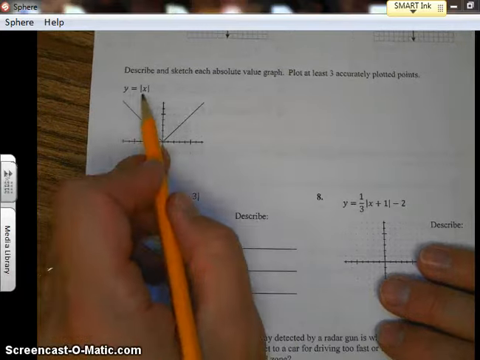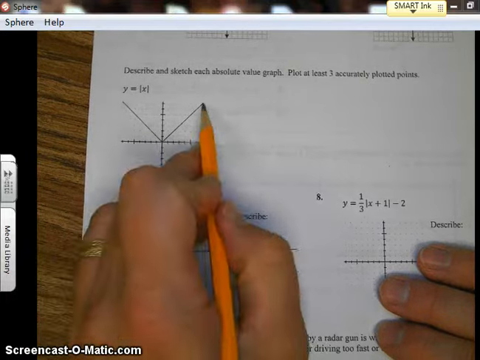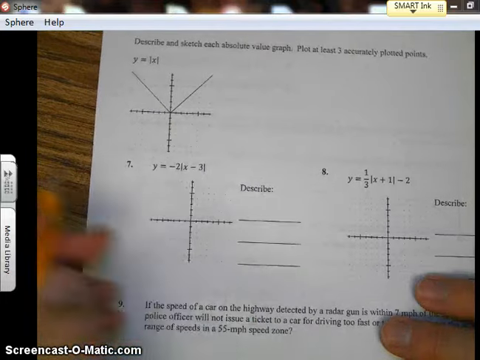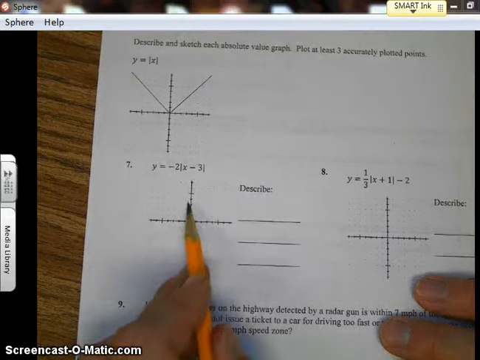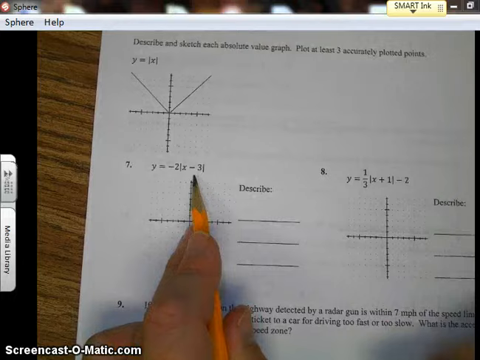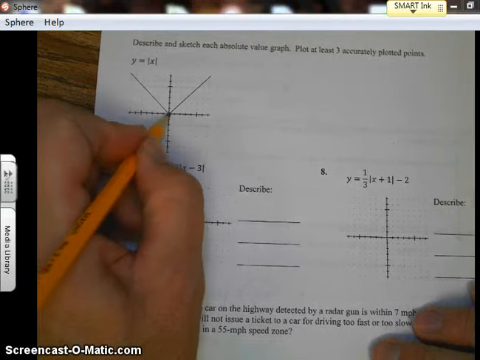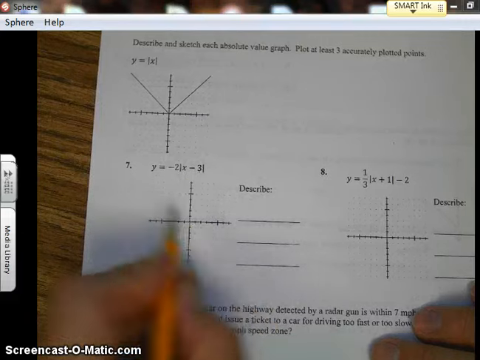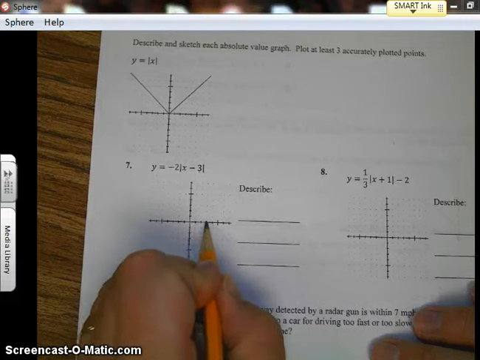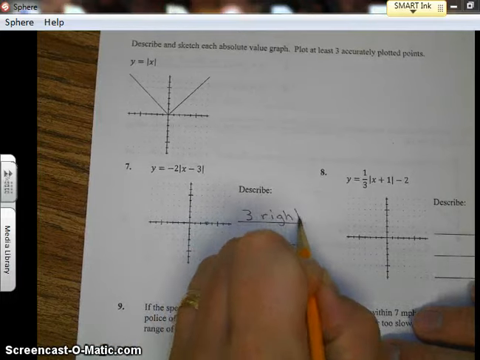Alright, so here we have the parent function for absolute value. Okay, we want to describe and sketch each absolute value function, so here's this one. Plot at least 3 accurately plotted points. So starting here at 0, 0, it says to move 3 units to the right. So 1, 2, 3. So 3 right, translated 3 units to the right.